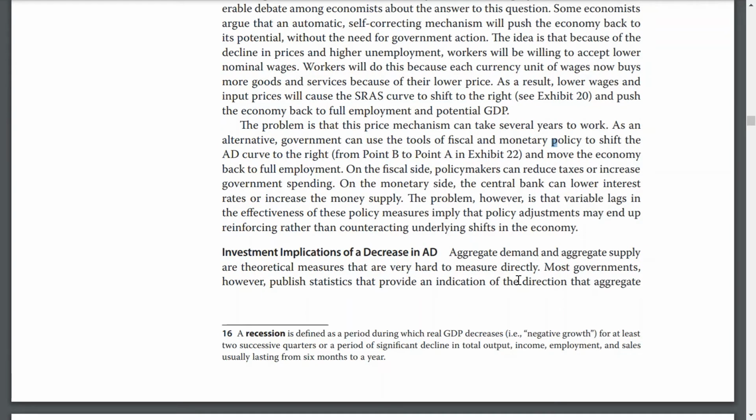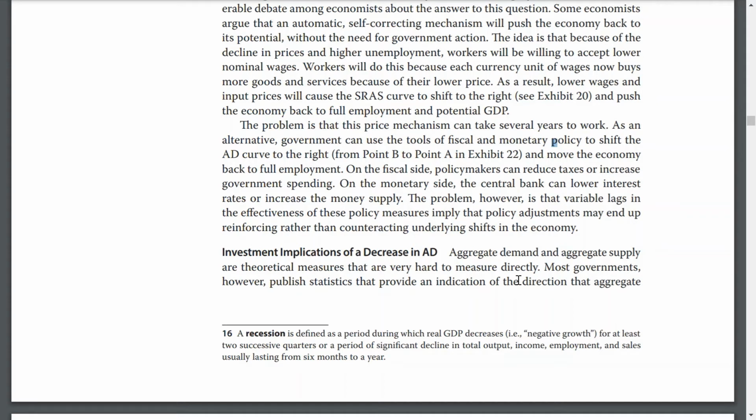On the monetary side, central banks can lower interest rates and increase the money supply. The problem, however, is that the variable lags in the effectiveness of these policy measures imply the policy adjustments may end up reinforcing rather than contracting underlying shifts in the economy.